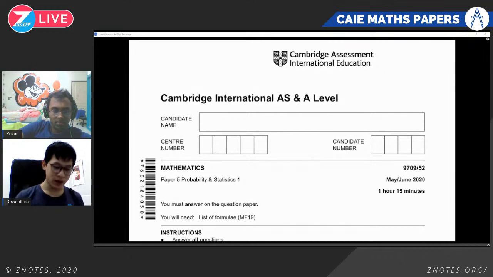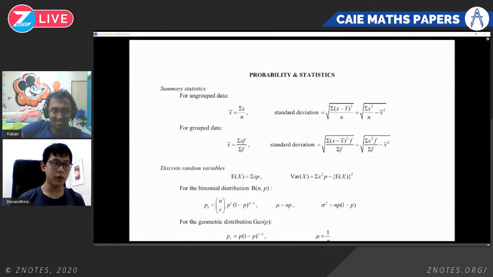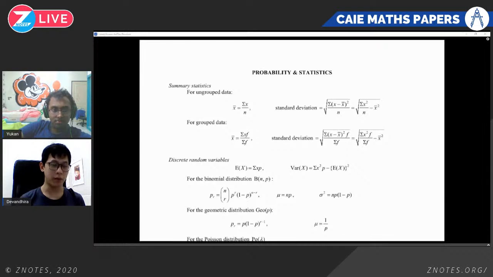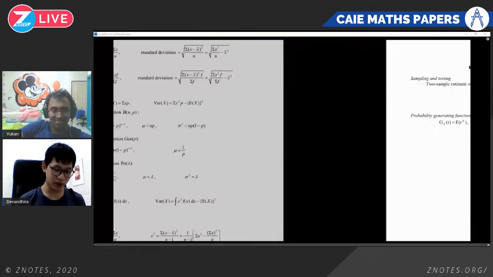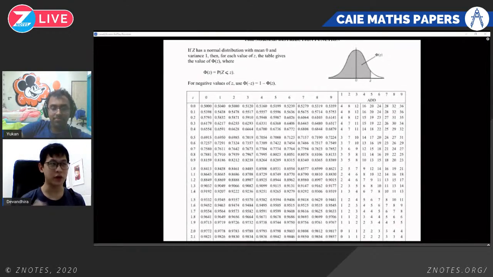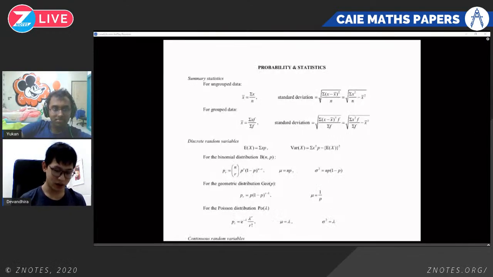Right. So before we start, at the exam, you'll be given the formula sheet. This is the formula sheet for probability and statistics. Of course, we're going to use it. And our best friend, the normal distribution table. We'll have to use this for sure. Right, so let's get started.